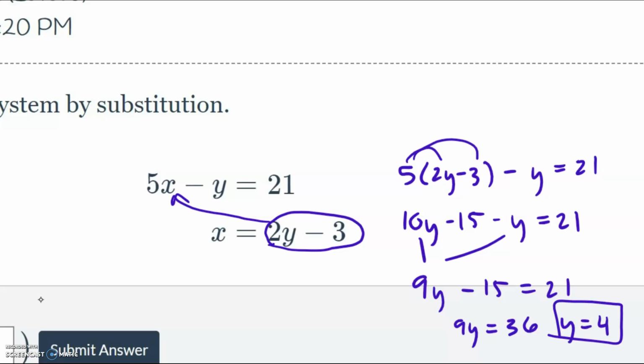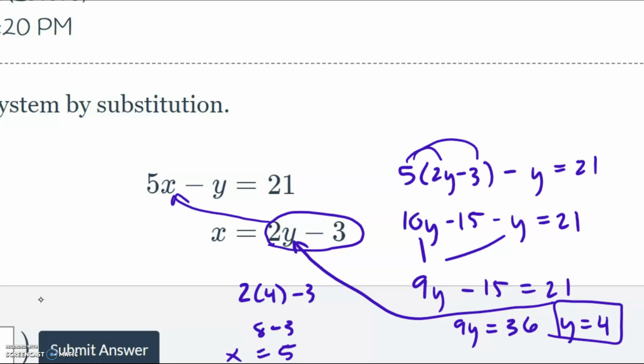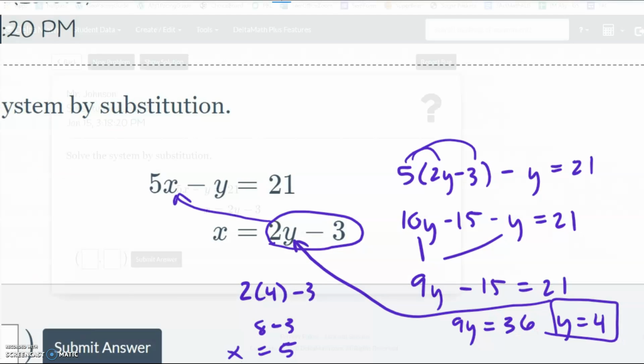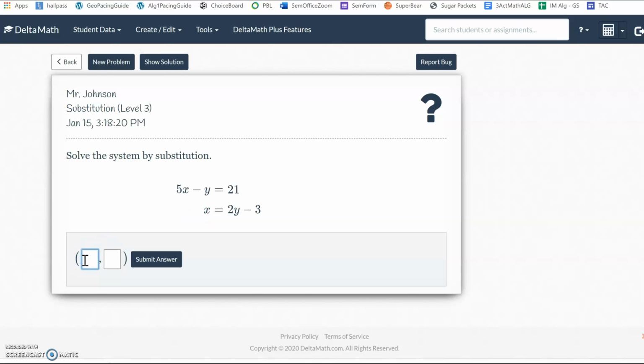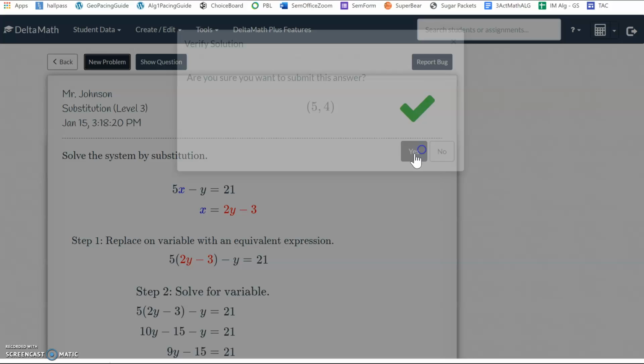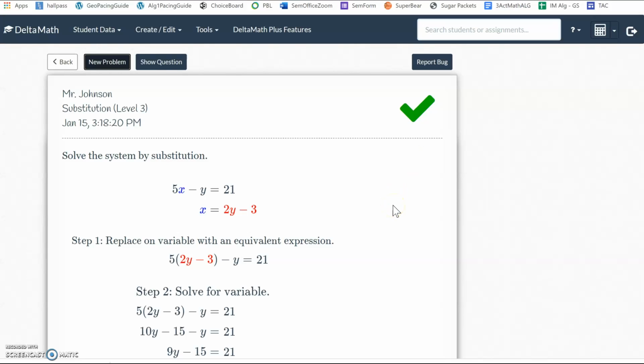I'm going to plug the 4 back in to get my x right here. 2 times 4 minus 3, 8 minus 3, 5. So x is 5, y is 4. 5, 4. All right, that's one of each type.